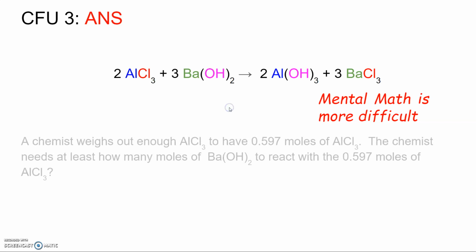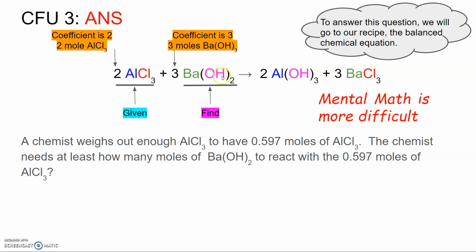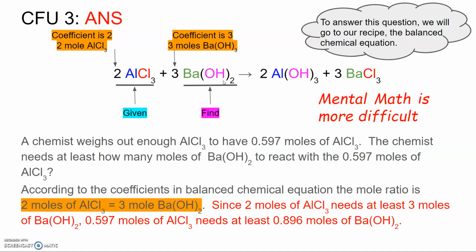Great. So as I said, the mental math is more difficult in this problem. But once again, we would still go to the balanced chemical equation to see our ratios. It's a 2 to 3 mole ratio, so 2 moles of aluminum chloride needs 3 moles of barium hydroxide. Well, if we have 0.597 moles of aluminum chloride, how many moles of barium hydroxide do we need? The answer is actually 0.896 moles of barium hydroxide. Essentially, you would multiply the 0.597 by 1.5. That's how you would get that number.